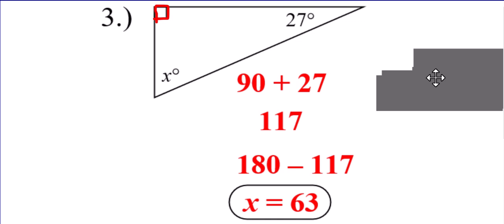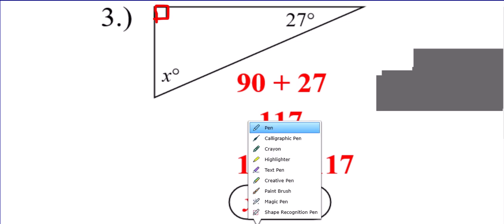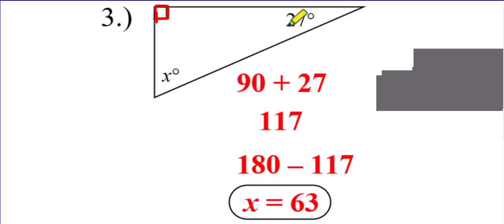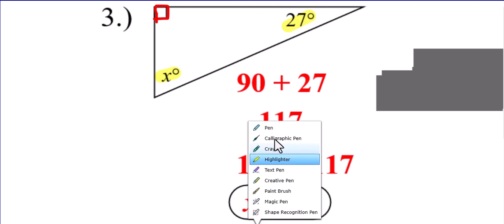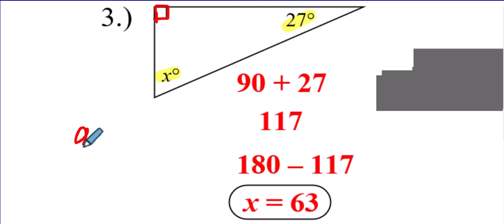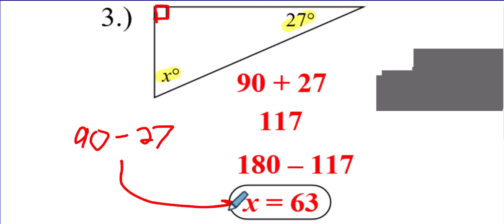By the way, there is an alternate way of showing the work on number 3. And this is an alternate way that only works if it's a right angle. If you have a right angle, then the other 2 measures add up to equal 90. So believe it or not, on this problem, you could have just done 90 minus 27. And that would have also given you the answer of 63. That's an alternate way of doing work that only works if it's a right triangle.